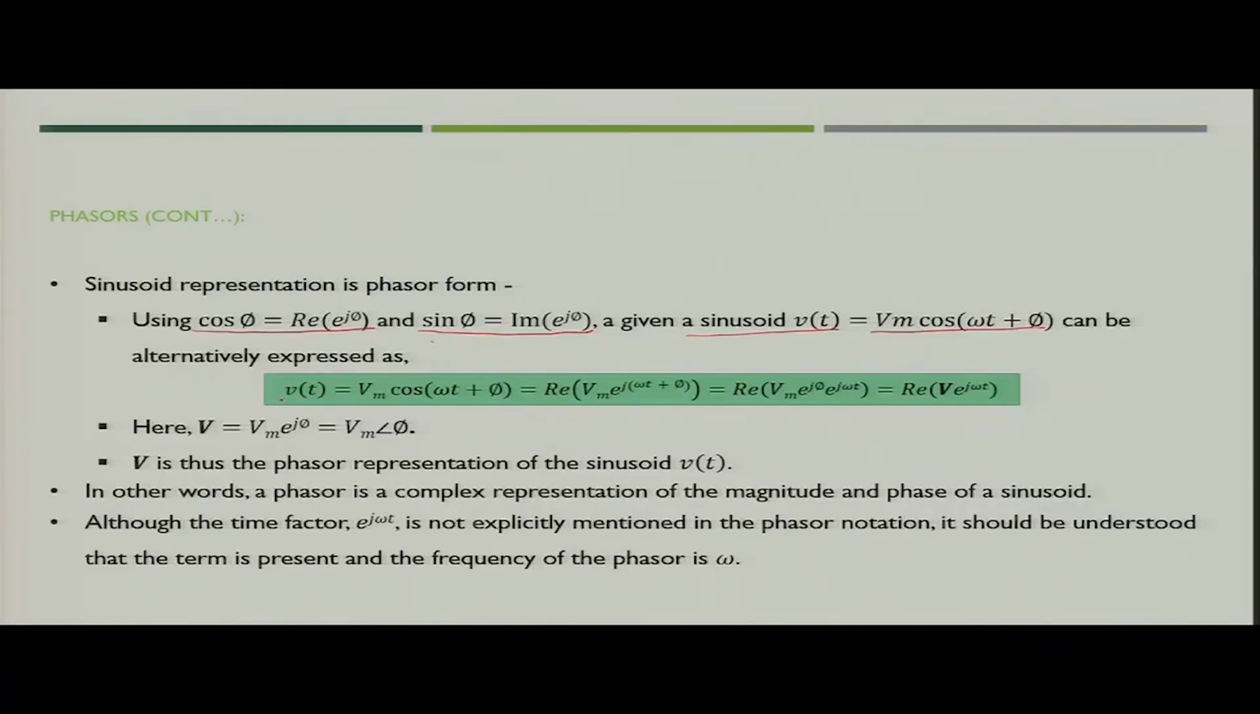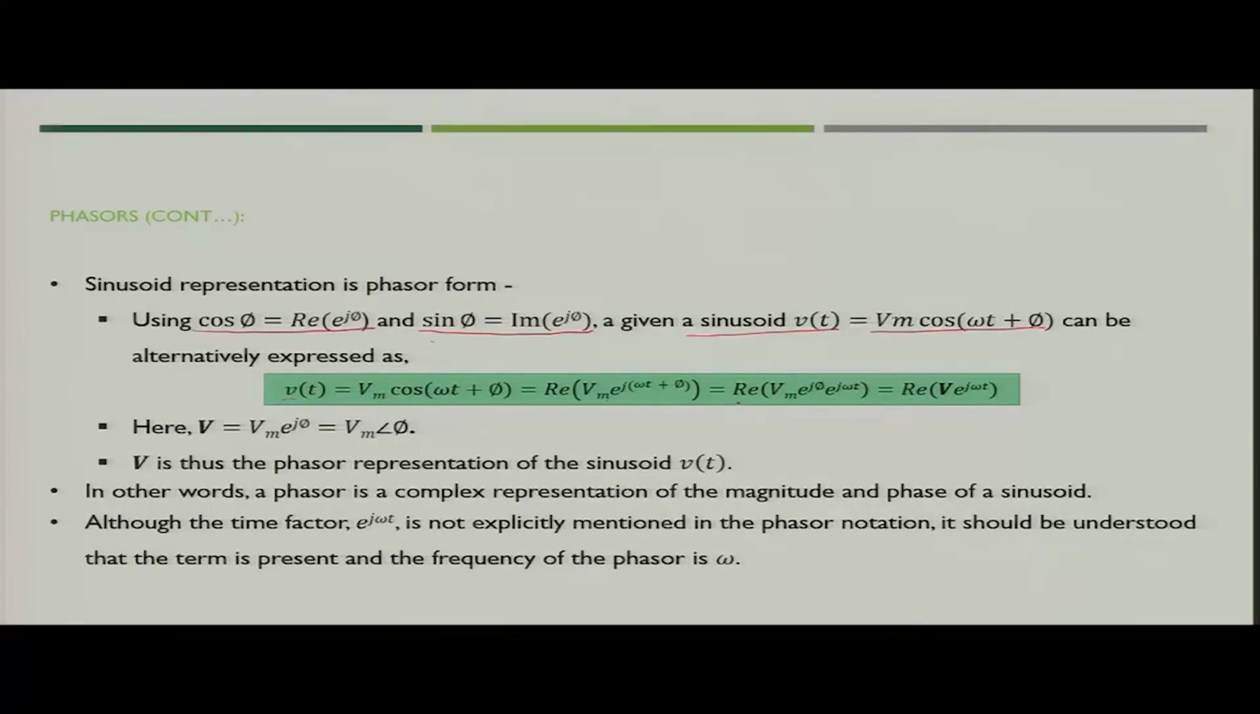So, what will happen if you write v(t) equal to V m cos(omega t plus phi)? Because we know that cos phi is equal to the real part of e to the power j phi, we can write this same expression as the real part of V m e to the power j (omega t plus phi). Then e to the power j phi you can take out, so it will become V m e to the power j phi into e to the power j omega t.